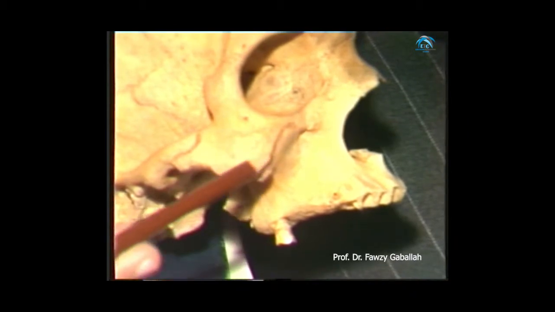This is the zygomatic bone. It articulates with the zygomatic process of the temporal bone to form the zygomatic arch, which lies in the lateral aspect of the skull.